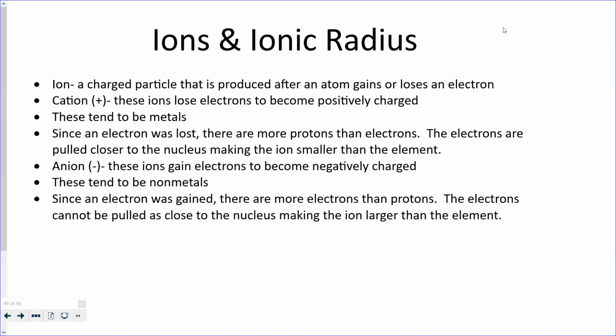A way to remember these is I kind of use the analogy of weight. So think of if you lose weight, you get smaller. Cations lose electrons and get smaller. If you gain weight, you get bigger. Anions gain electrons and get bigger. So that's one way that you can kind of remember the trend with those.